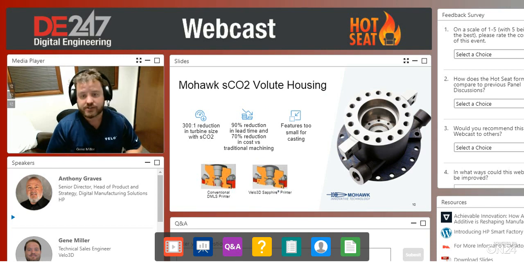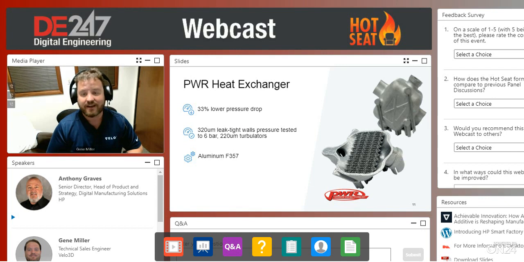Our PWR heat exchanger, we use something called a non-contact recoater, and this is really revolutionary in the industry because we are not smearing powder across the powder bed in kind of a crude fashion. We're delicately dispersing powder across the powder bed and removing all but a very thin layer. So these very thin turbulators and very thin walls can be printed without any type of interference from the recoating mechanism.